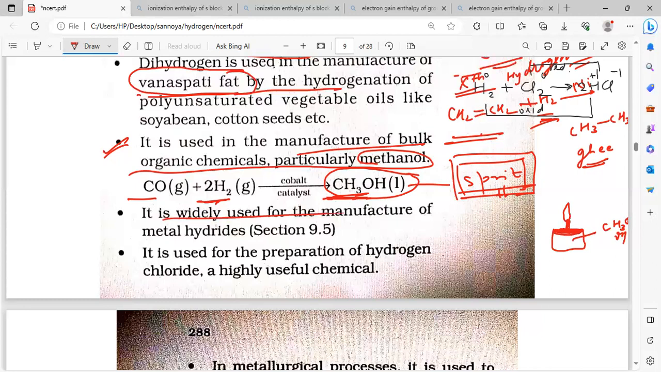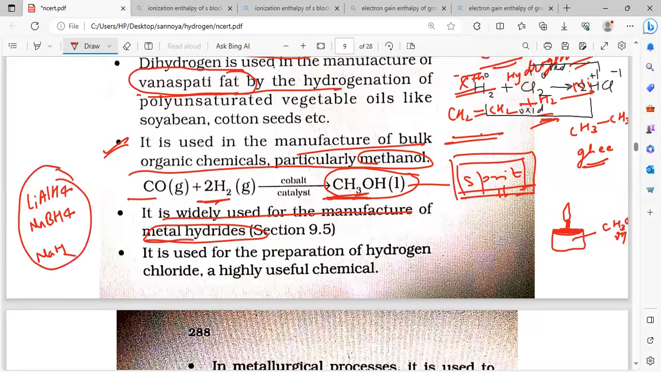Next one is it is widely used in the manufacture of hydrides. Hydride means like lithium aluminum hydride. Have you heard about that? LiAlH4, NaBH4, NaH. These are the hydrides used as reducing agents. I will tell you in detail. It is used for preparation of hydrogen chloride, a highly useful chemical. H2 plus Cl2 gives 2HCl. So there is no problem.